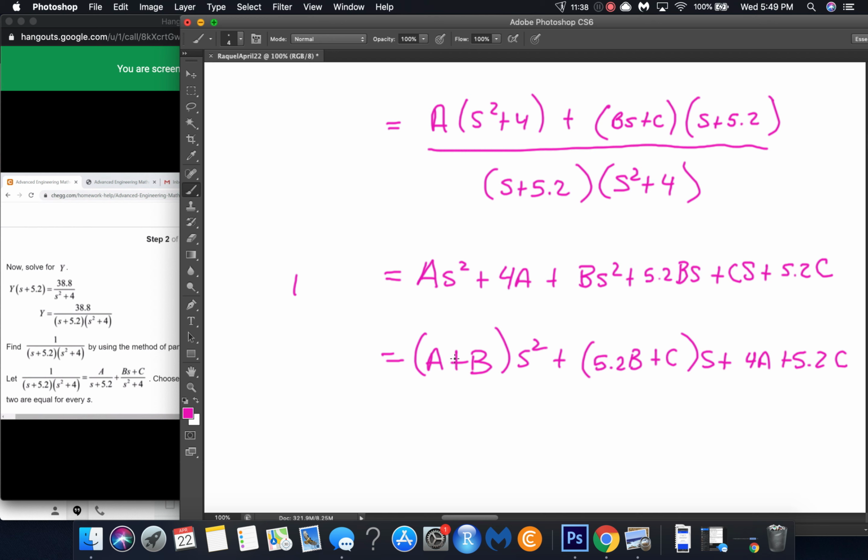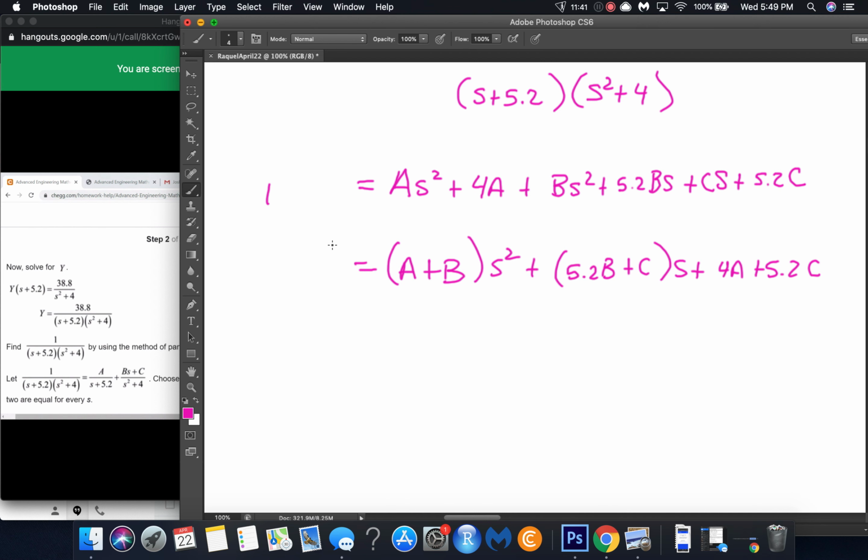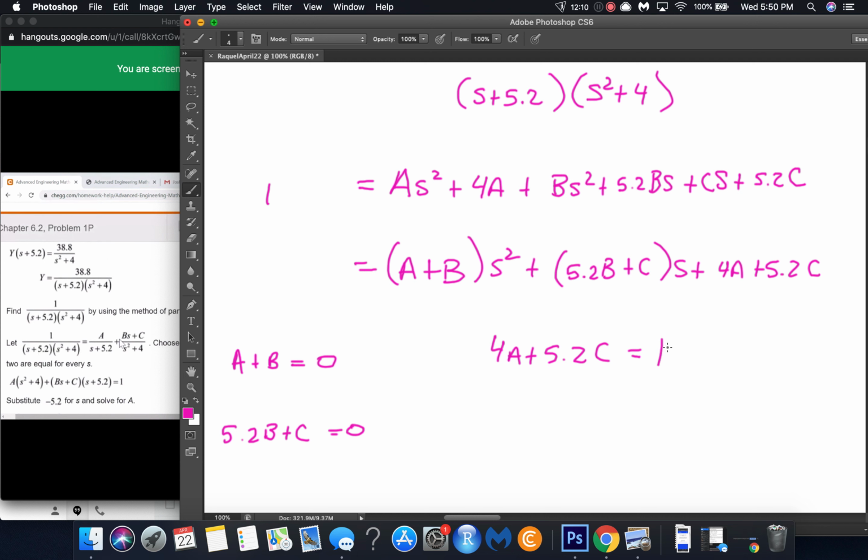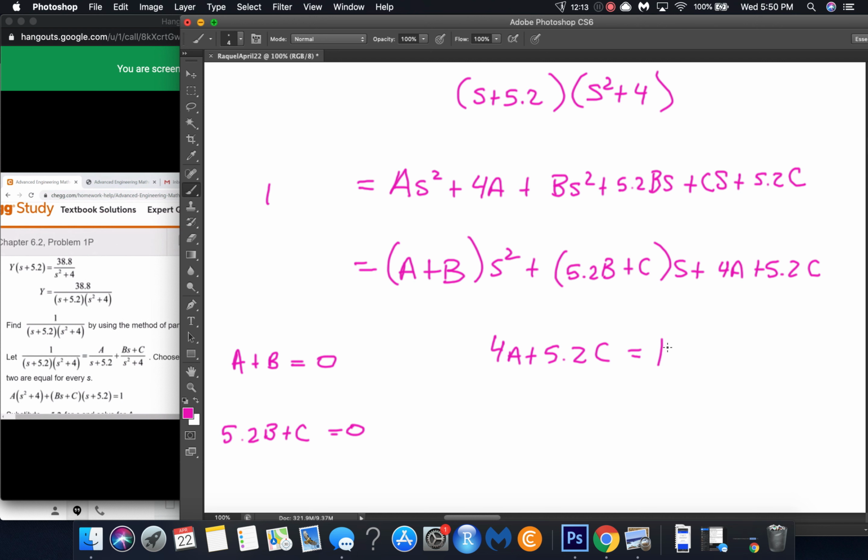So like I mentioned, these are the coefficients, and they have to be equal to the same coefficients on the left side. Since there's no s squared, then a plus b has to be 0. Since there's no s, 5.2b plus c has to be 0. And since there is a coefficient of no variables, that means that 4a plus 5.2c is equal to 1. Now we use these three to determine the unknowns.